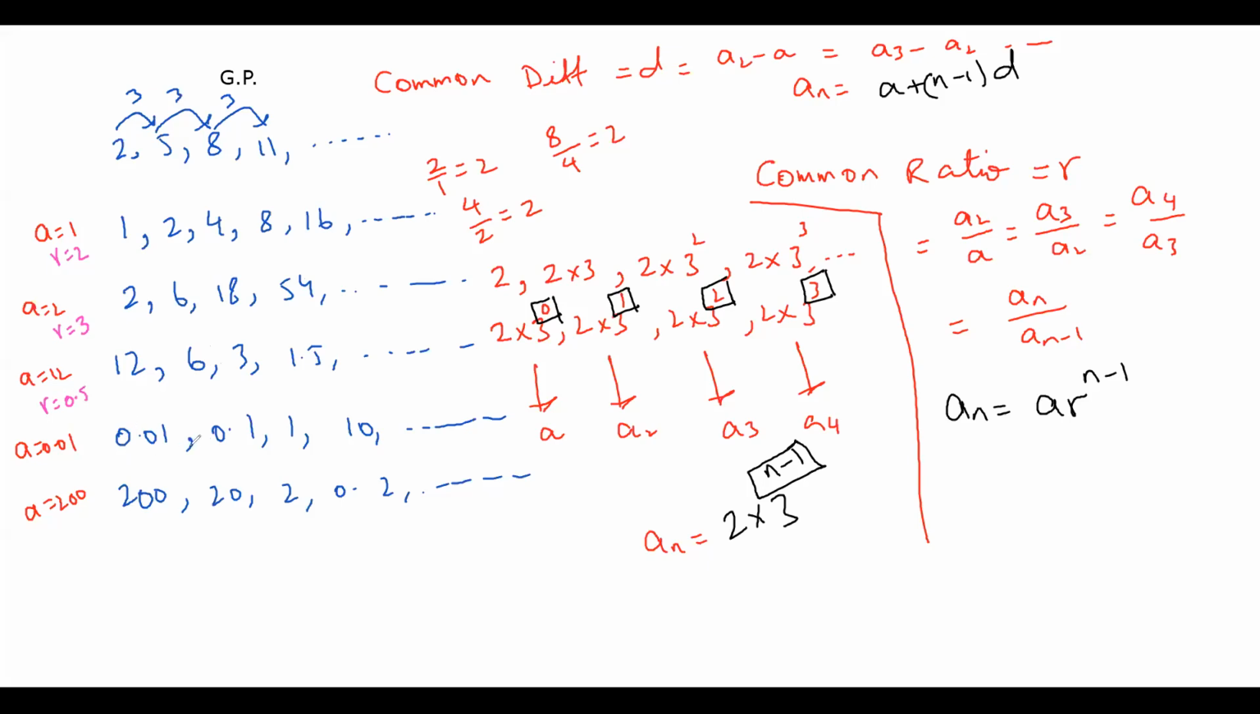And here, what is your R? 10. That is 10, absolutely. If you do 0.1 divided by 0.01, that is going to be 10. So your R is 10. And what is your R in this case? What is 20 over 200? That is 0.1. So R is 0.1 here.